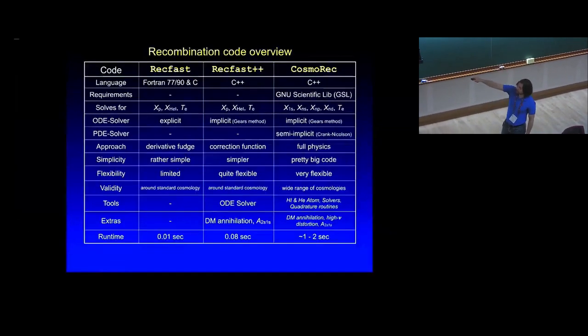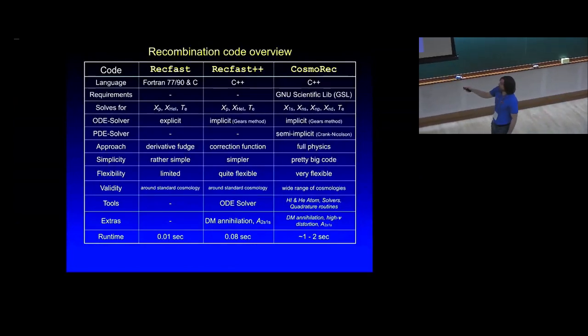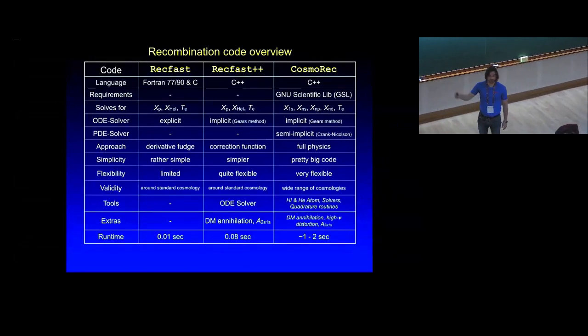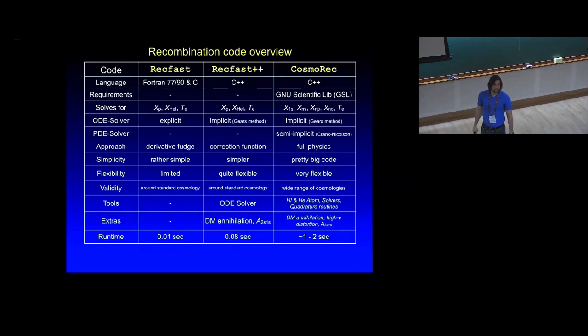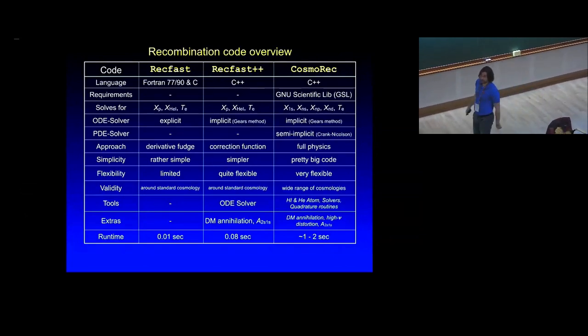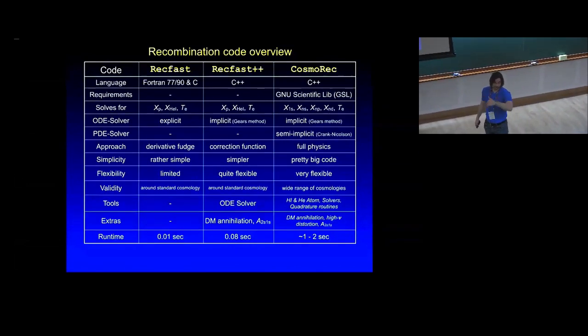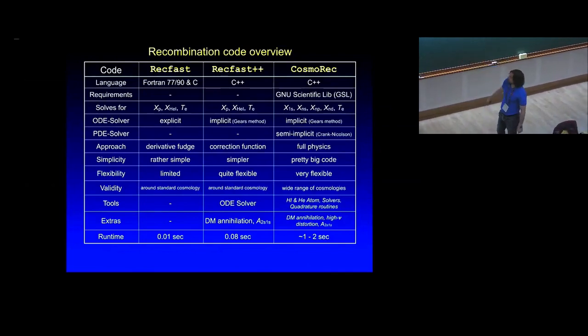The approach of getting the right result, and I will explain this a little more in what follows, is fudging the derivatives. So you have the equation for the ground state population for hydrogen and helium, and you compare with the full recombination calculation, and then say, well, if I want to match that, I need to fudge the derivatives to get that. And in RecFast++, you're using a correction function approach where you multiply the solution by a correction function which gives you the right solution, calibrated on the cosmology being used. And CosmoRec, of course, does the full physics depending on what kind of complications you add.